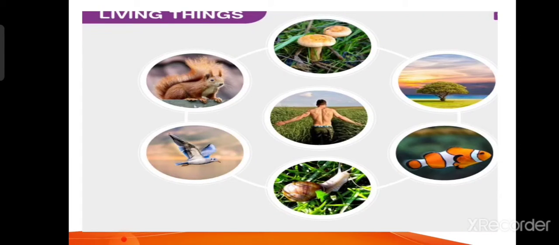For example, living things feed, they have to eat. They move from one place to another, and they grow. They reproduce, they must have babies. What are the living things? Living things are plants, animals and human beings. Is that clear?